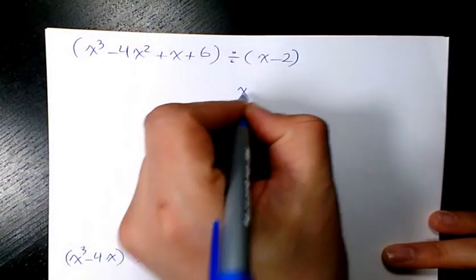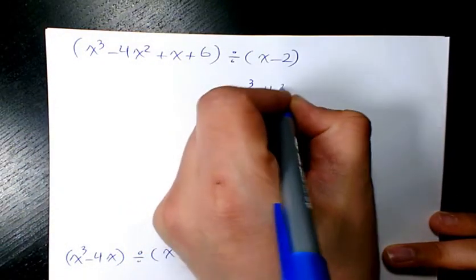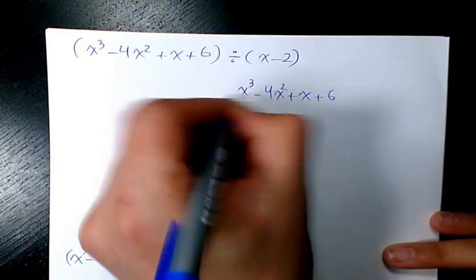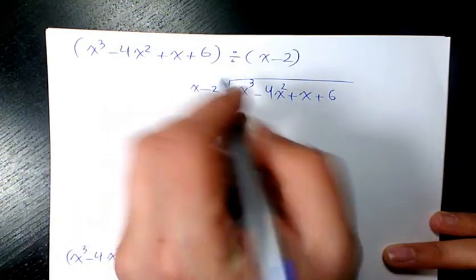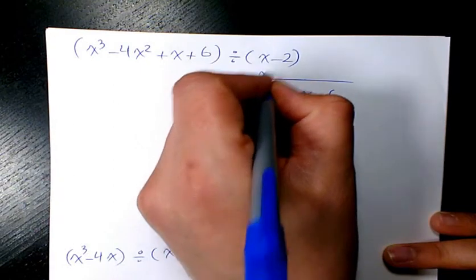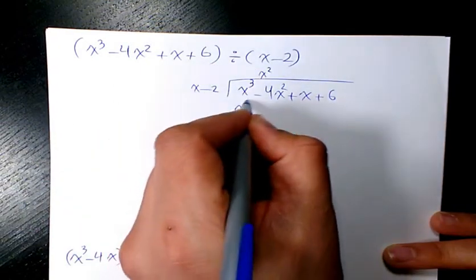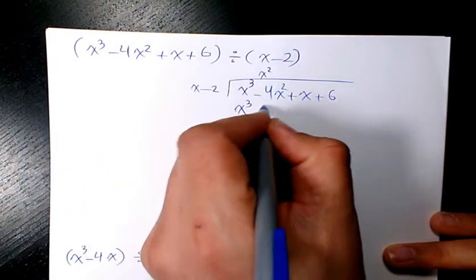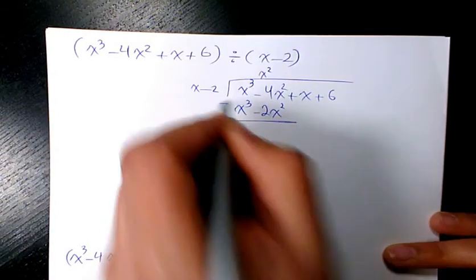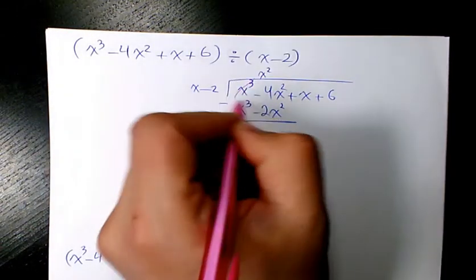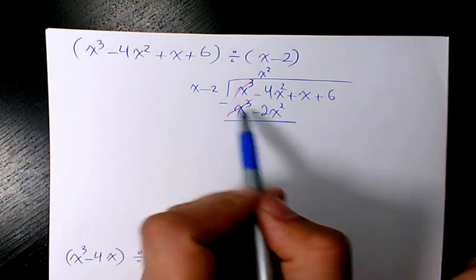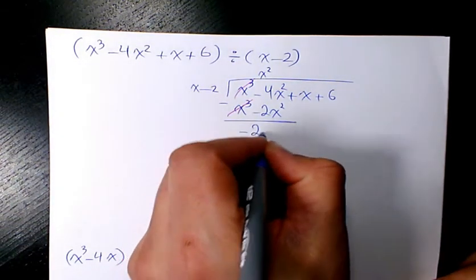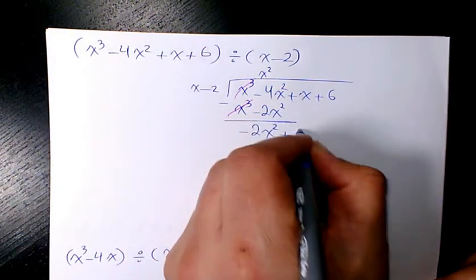Now here we have x cubed minus 4x squared plus x plus 6 divided by x minus 2. X cubed divided by x, x squared. X squared times x, x cubed. X squared times negative 2, negative 2x squared. When you subtract it, these two cancel out. Negative 4 minus negative 2 is going to be negative 2x squared. And you bring this one down.